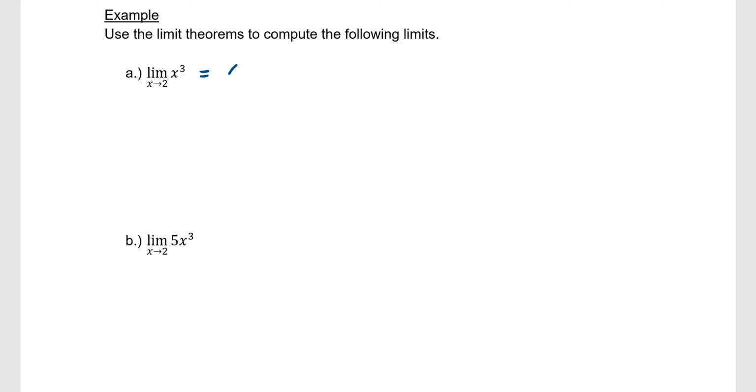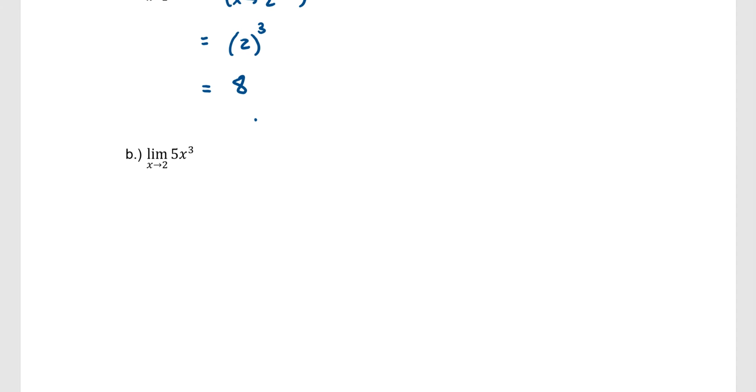We can rewrite this as the limit as x approaches 2 of x. We can get an answer, and then we can cube the answer. So the limit as x approaches 2 of x, we know that that is just 2 based on the previous page. So our answer is going to be 2 cubed. So this answer is 8. So nice and easy. Let's see the next one.